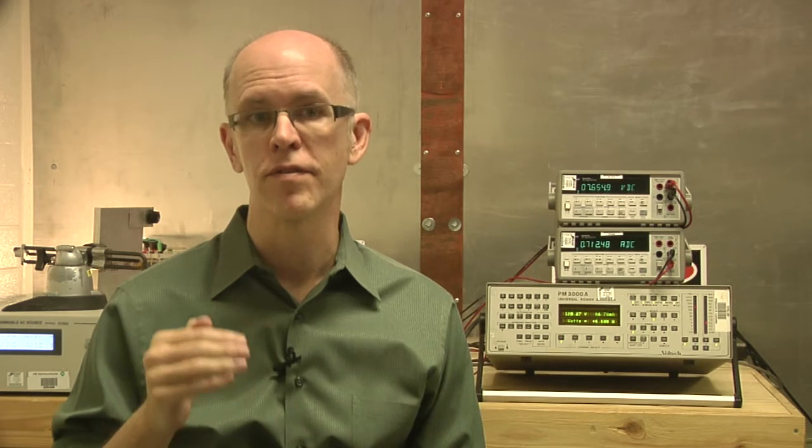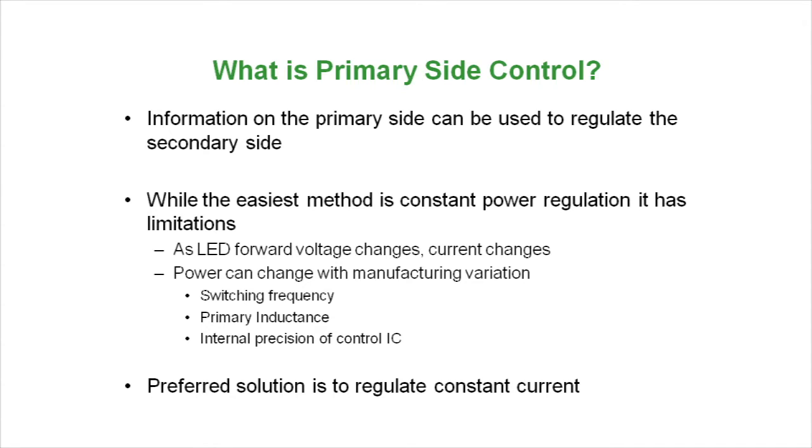There's another option that can be considered. It is possible with new control architectures to move the regulation functions required onto the primary side, ideally without any compromises in terms of regulating accurate current and implementing overvoltage protection. While the simplest method to implement primary side control is to regulate constant output power, it has limitations. As the forward voltage of the LEDs changes due to temperature and manufacturing variation, the current changes, and normal component manufacturing variations in the transformer, power components, and control IC can change the actual power delivered, even if the LEDs are binned to a very tight forward voltage.